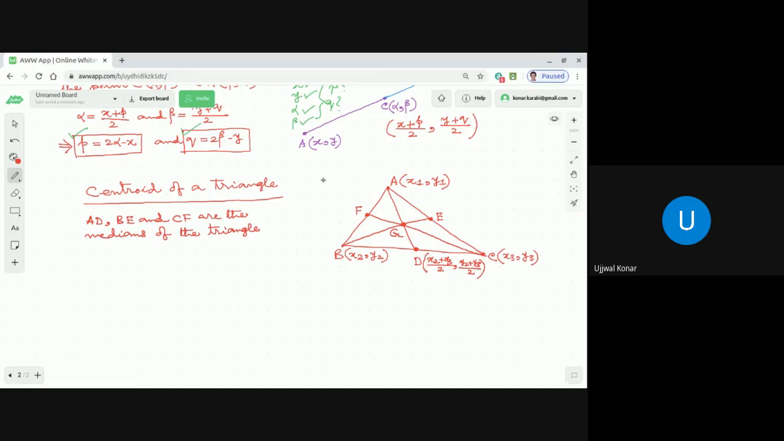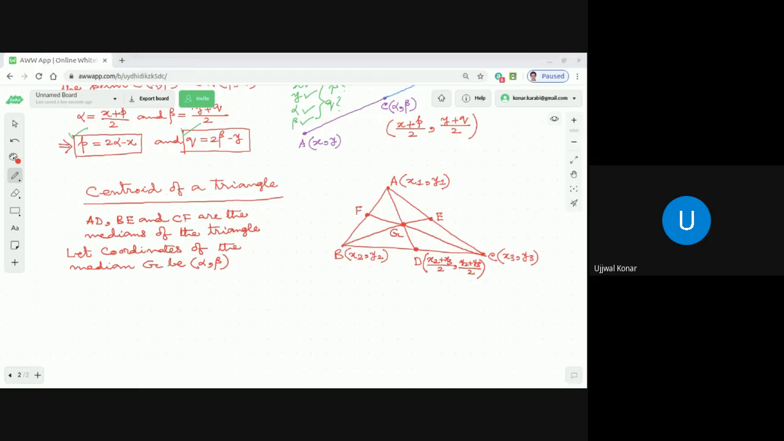Now, we do not know the coordinate of the point G. Let the coordinates of the point G, the centroid, be alpha comma beta. And what we need to find? We need to find the values of alpha and beta in terms of x1, x2, x3 and y1, y2, y3.